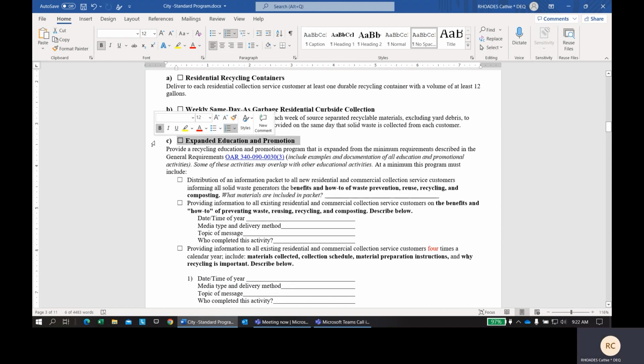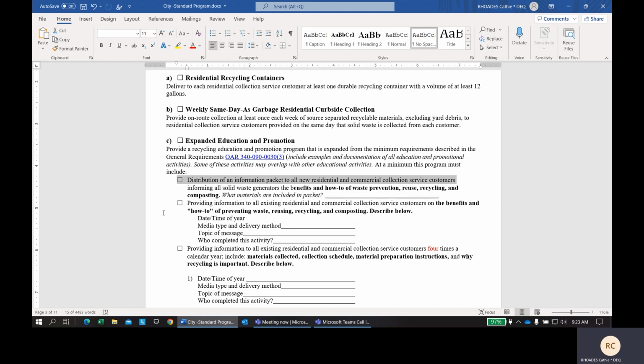Next, let's move on to Program Element C. This is an expanded education and promotion program. Now, C is the expanded education program. This goes beyond the education you are required to provide in the general requirements. However, some of these activities do overlap or piggyback on each other. For instance, the first one here, you are required to provide a new customer packet. You are also required to do this for the general requirements. So if you are doing it above in the general requirements, you don't have to do it twice.